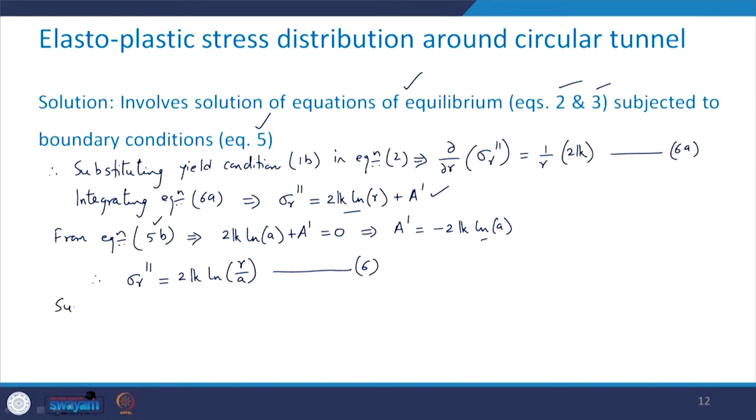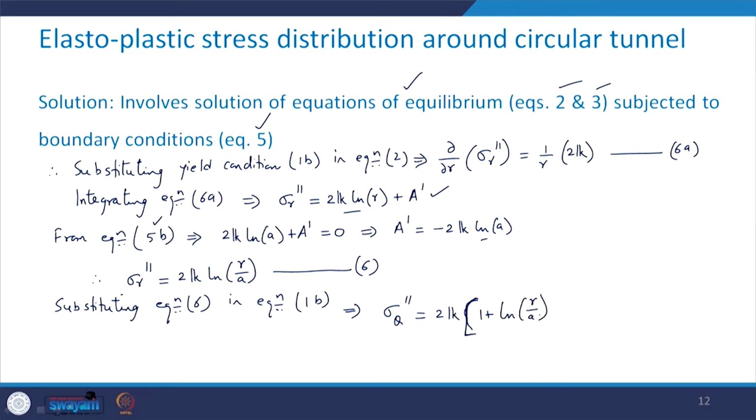Now, I substitute this equation number 6 in equation 1b. So, we will be getting sigma theta double prime equal to 2 kappa times 1 plus ln r upon a. This is equation number 7.